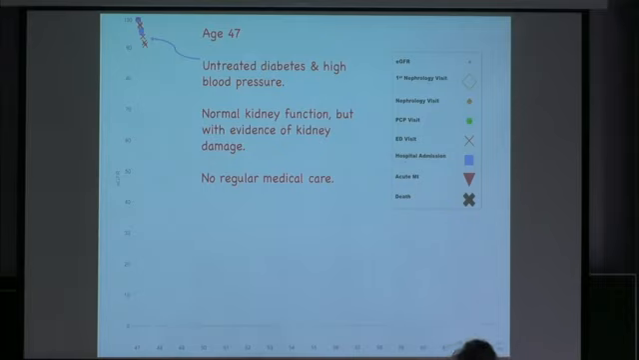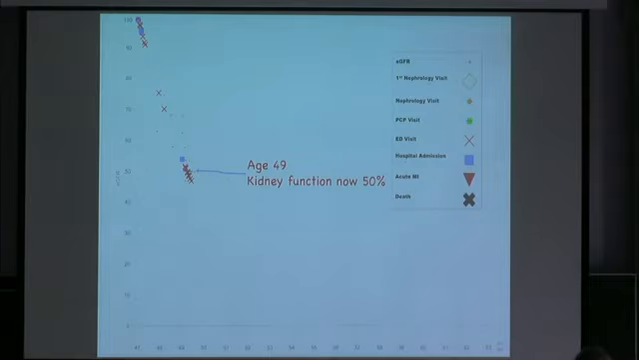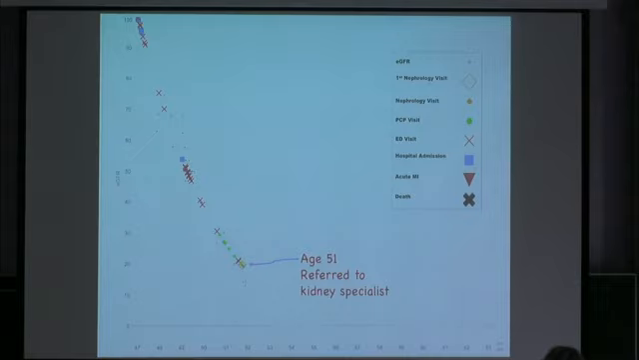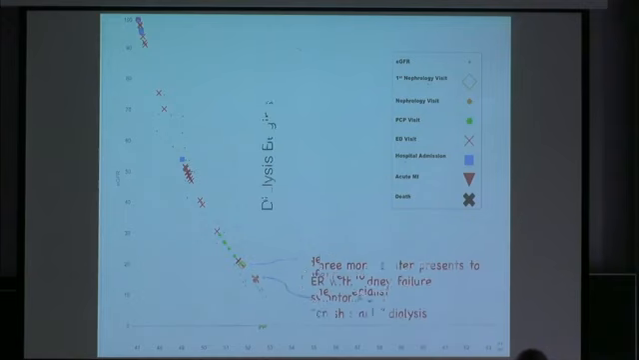On the x-axis is the person's age. This is the first time the healthcare system saw them. By age 49, the person's kidneys were functioning at 50%. At age 51, they were finally, for the first time, referred to a kidney specialist. So this is 3 or 4 years after they first presented themselves to the hospital system. And you can see what kind of trend they're on in terms of their kidney functioning.